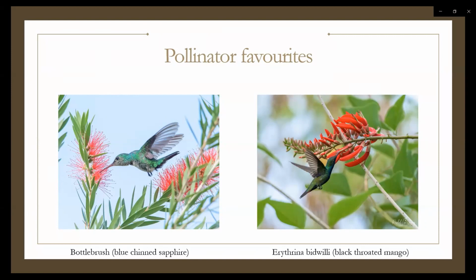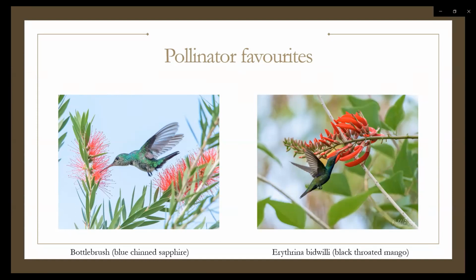So the bottlebrush can get quite big, and you need to be a little careful about where you plant it because I believe the roots are quite invasive. But I also understand you can get a dwarf version, so that is great for smaller spaces.